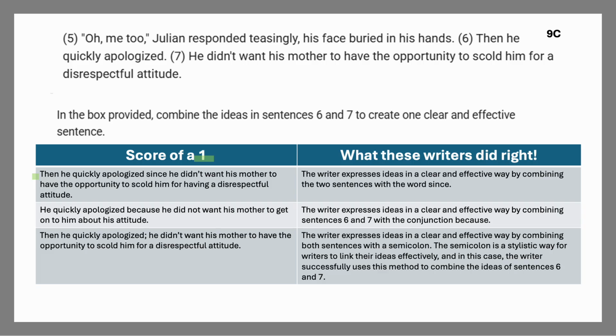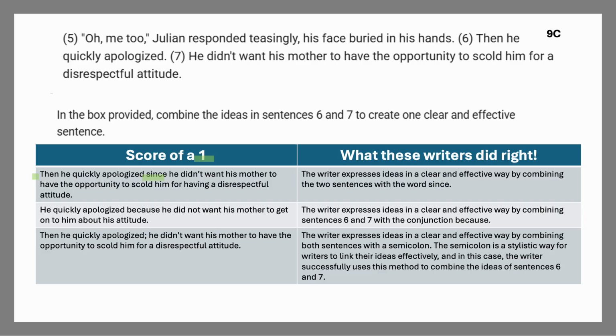This is clear. It's effective. It combines the two sentences with the word since right here. And so we talk about this as a complex sentence. Then he quickly apologized. And you still see that here, right? And we still see the entirety of that sentence. They didn't change much. He didn't want his mother to have the opportunity to scold him for a disrespectful attitude. They wrote that, but they just combined it with this one single word. That's it. That's all it takes. You can write that. You don't have to get fancy with it at all.